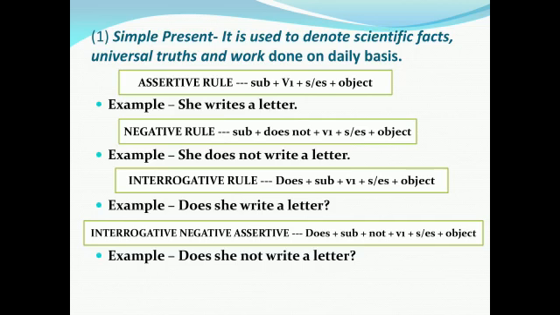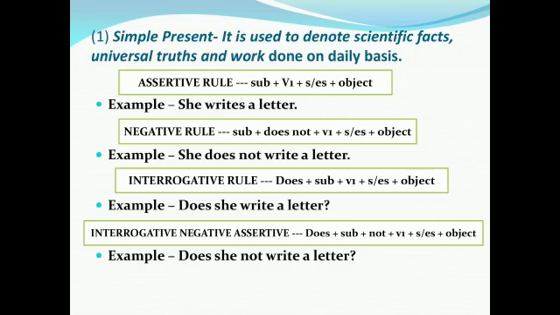Now if I say she does not write a letter, the rule would be subject plus does not plus V1 plus object. Now why have we used does? Even do is there as V1. Do and does both come as V1. But then does is used with singular subjects and do comes with plural subjects. Since she is a singular one, we have used she does not write a letter.